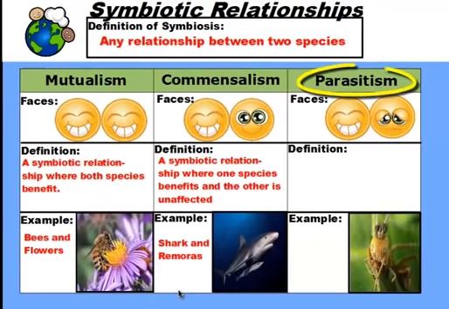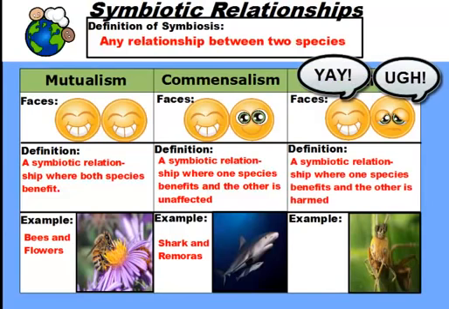And then lastly, we have parasitism. One easy way to remember what happens in parasitism is the fact that most of the word parasite is in this word. And as we know, parasites aren't very good. So by definition, parasitism is a symbiotic relationship where one species benefits and the other one is harmed.